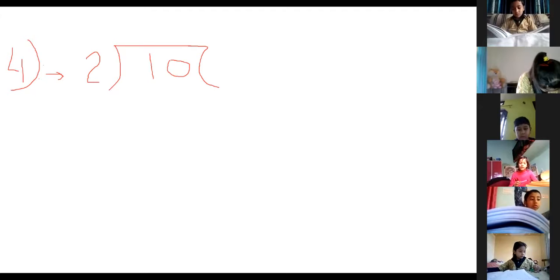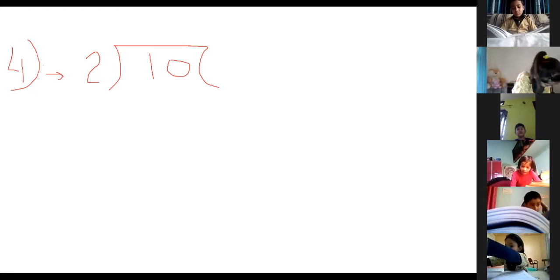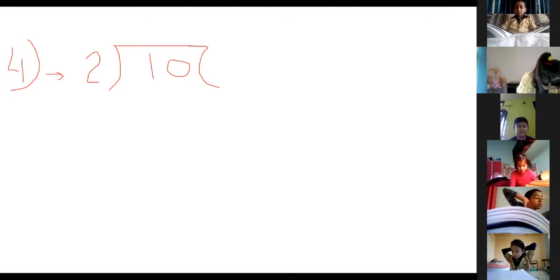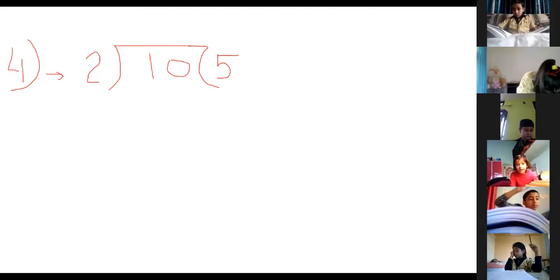Unmute yourself. Yes. Start the table of 2. 2 ones are 2, 2 twos are 4, 2 threes are 6, 2 fours are 8, 2 fives are 10. So what is the answer? 5. So 5 will come outside and 10 will come below the number.